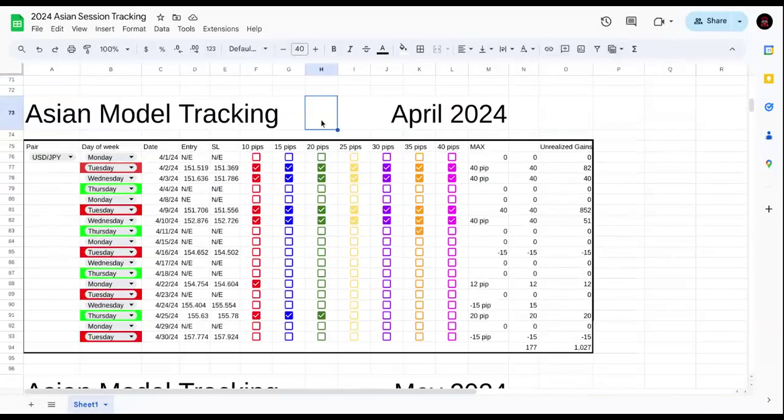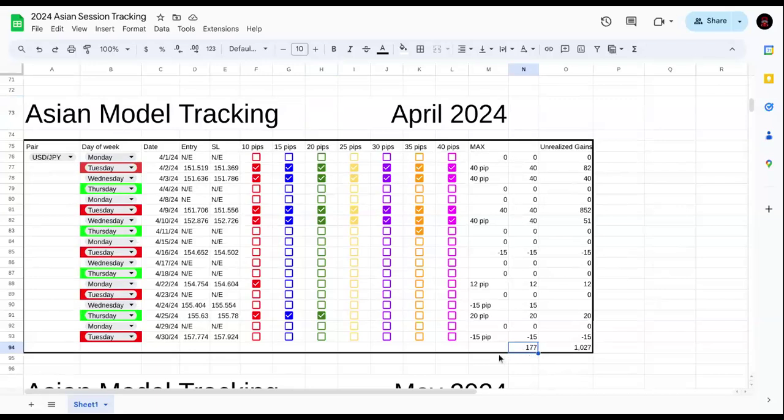Okay, so April, here we go. April results. We came out positive, 177. Not a lot, that's not major, but that's including every day. If you would have taken a trade Monday to Thursday, every available Asian session that we had, you would have ended up with this 177. So you can still come up net positive, which is great. You don't come up net negative.